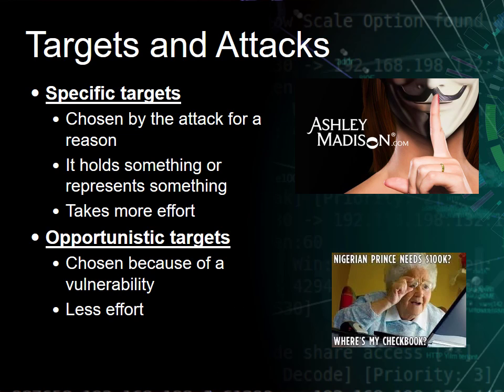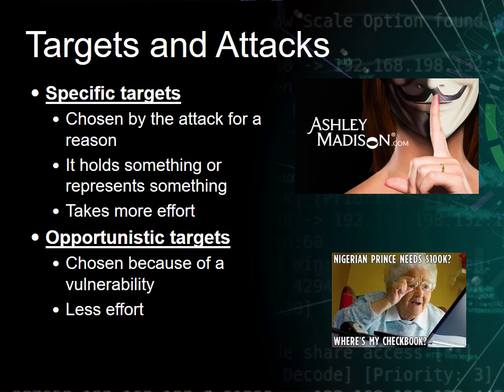So there might be overall a lot of different types of targets, but the book does a good job of narrowing it down to two types of targets: the specific targets and opportunistic targets. Specific targets are chosen attacks for a reason. They hold something or represent something, and they take more efforts. So a specific attack may be somebody wanting to break in and get the latest plans on, let's say, a military jet. And they're going after specifically the manufacturer of that jet. So they're going to take more time, and it's going to take more effort to find a way in.